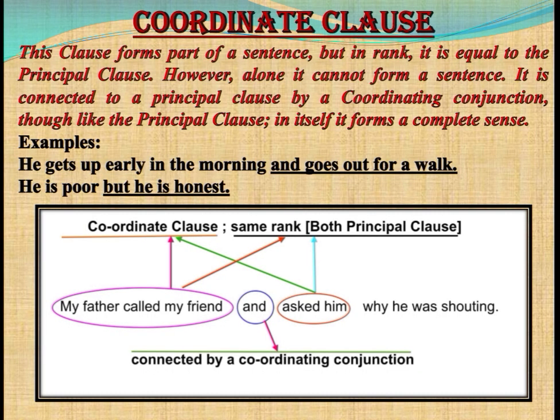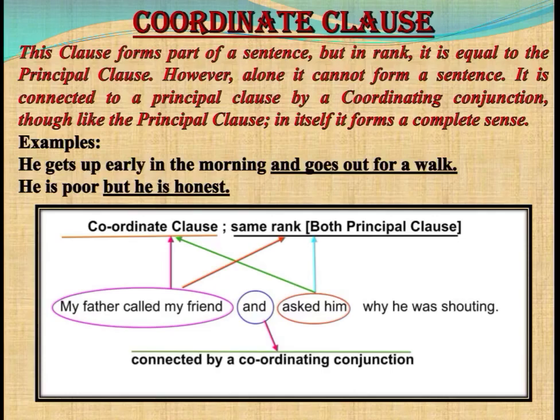Next, the third type is coordinate clause. When we learned about conjunctions, we learned about coordinating conjunctions. Okay, there was a term known as fanboys. Like for, and, nor, but, or, yet, so, all these are coordinating conjunctions. So, a coordinate clause will start with a coordinating conjunction.